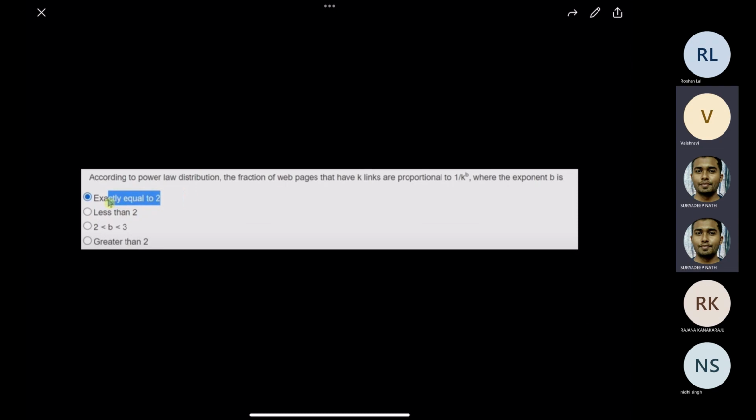According to power law distribution, the fraction of web pages that have k links is proportional to 1 by k squared. What is the exponent? Between 2 and 3. So C is the right answer. But in the video lectures, the sir has told that it is closer to 2, but not exactly 2. Okay, around 2 and 3.